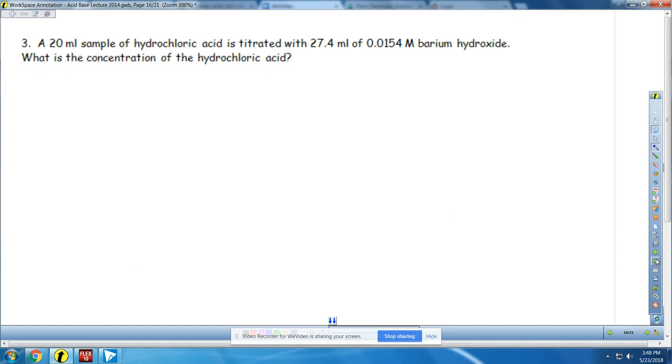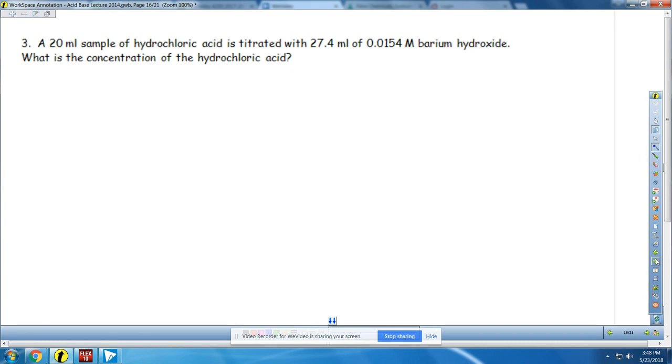All right, for kicks, last one. Last problem of the entire year. It's actually kind of crazy, huh? All right, we better enjoy these last couple minutes while they last then. Okay, here we go. We have a 20 milliliter sample of hydrochloric acid titrated with 27.4 milliliters of 0.0154 molar barium hydroxide. What is the concentration of the hydrochloric acid?